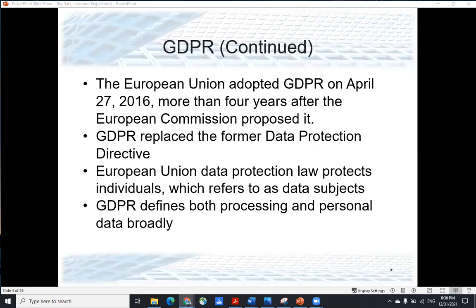So the GDPR replaced the Data Protection Directive. And what is the Data Protection Directive? That was a law that was passed in 1995, and it was basically outdated. So they had to come up with new regulations that would deal with things like social media and the internet. That's why the GDPR had to be implemented. The GDPR defines both processing and personal data broadly. When we talk about personal data, we're talking about individual data and things like that, right?